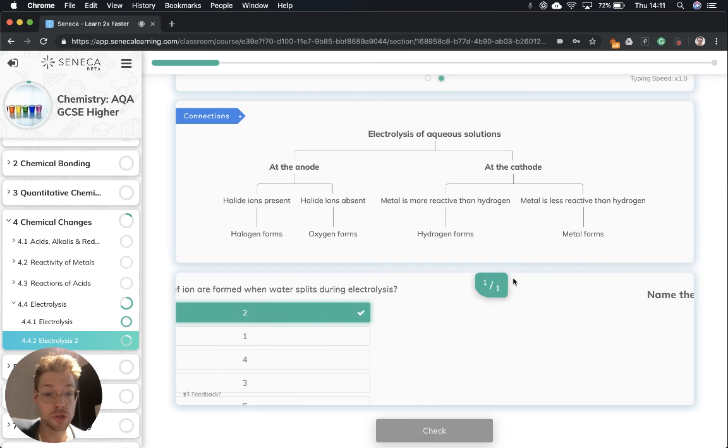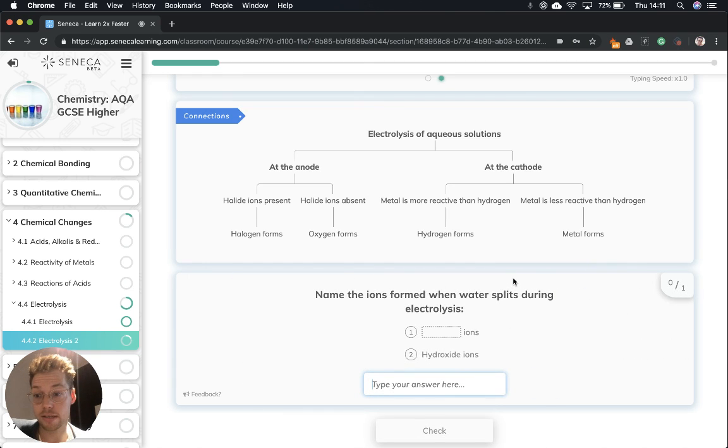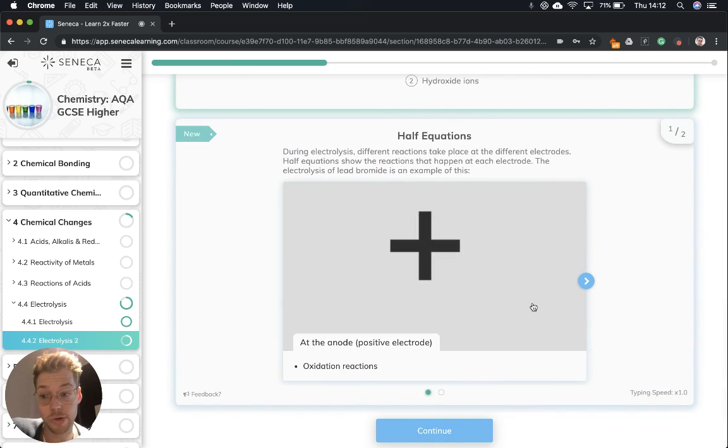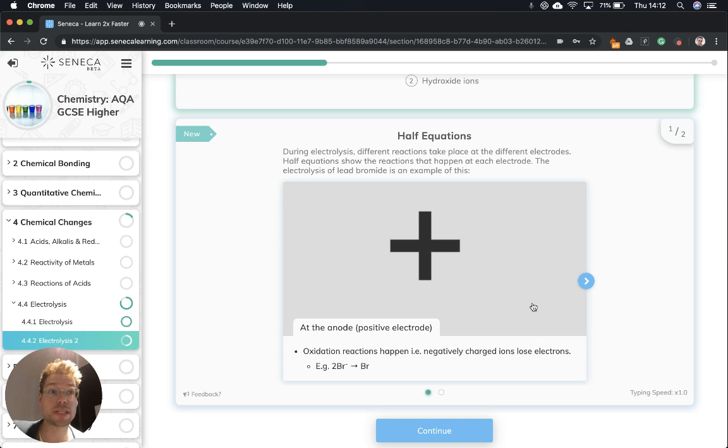And we form two ions during aqueous electrolysis. It's going to be hydrogen ions and hydroxide ions. Now, a hydrogen ion is also a proton, so you might hear it called that. So how can we represent what's happening at each electrode? We use things called half equations, and these show the transfer of electrons.